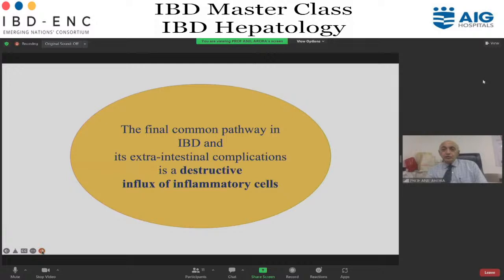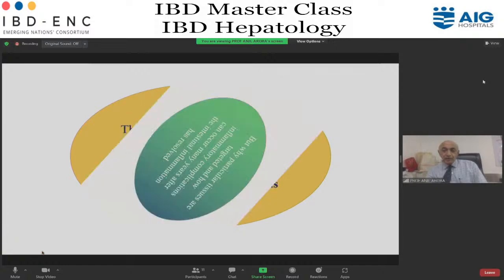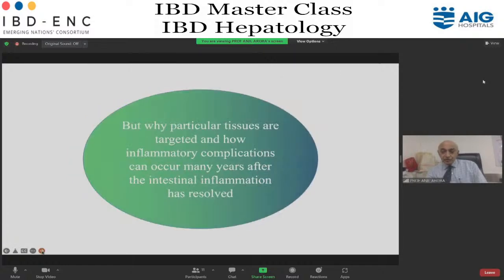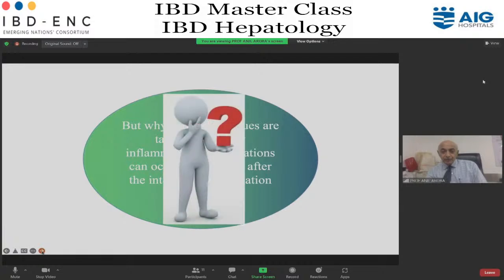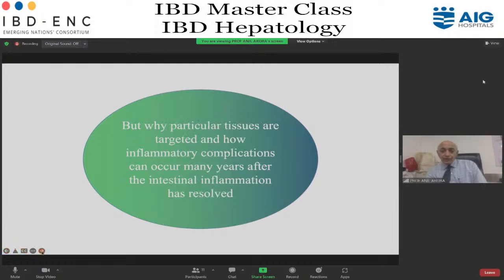So finally, once you have transgressed all the boundaries, you will have a destructive influx of the inflammatory cells because nothing can be done, and then there is substantial damage which occurs over a period of time in patients with inflammatory bowel disease. But one fails to explain what happens in patients who have removal of the colon and still have aggravation of PSC, or if they have transplantation and still there is an aggravation of gut activity in terms of inflammation in the gut.